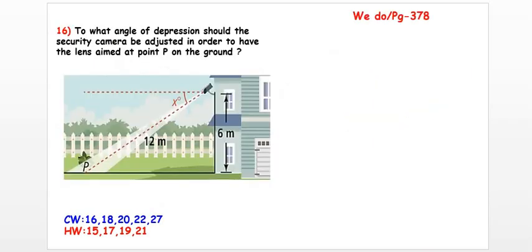Now here is question number 16. It is from the book. It says, to what angle of depression should the security camera be adjusted in order to have the lens aimed at the point P on the ground?